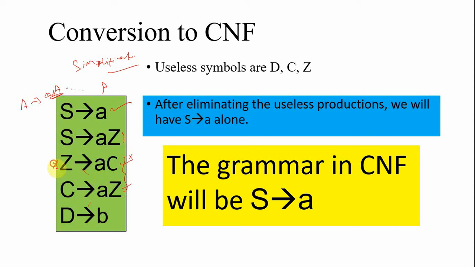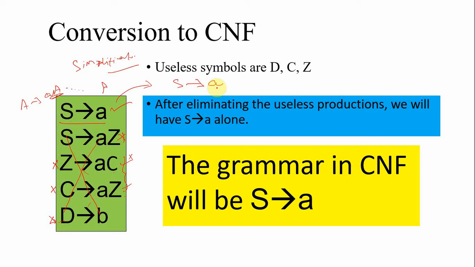Z won't be useful, C won't be useful. And if you look at D, D is not at all reachable from the starting variable. From S we cannot go to D at all, so this will also be useless. So this production will be removed. Z gives AC, C gives AZ, D gives B. All those productions are going to be useless productions. And the only production remaining will be S gives A. That will be the end of the elimination of useless symbols.